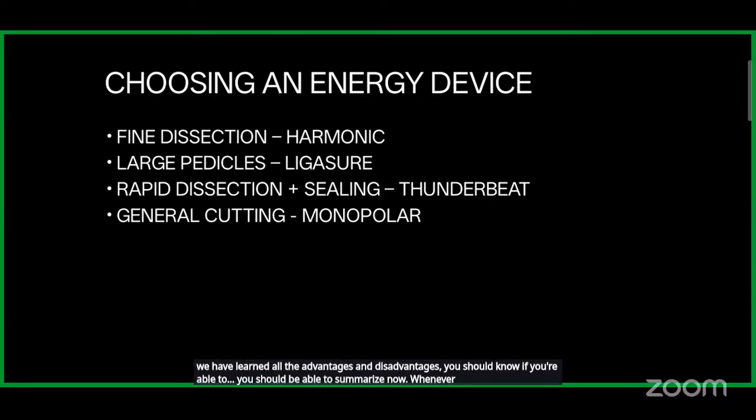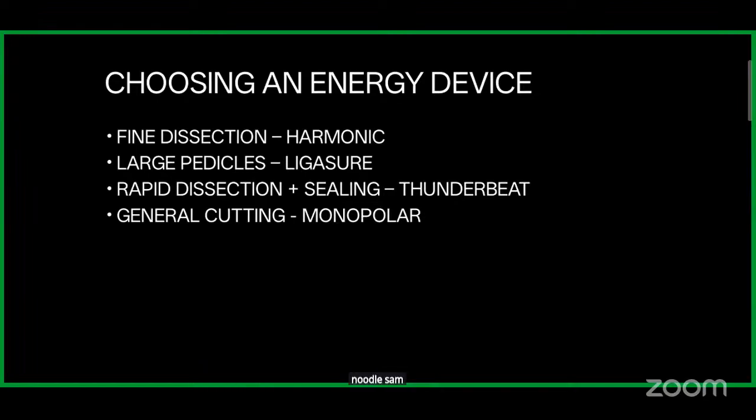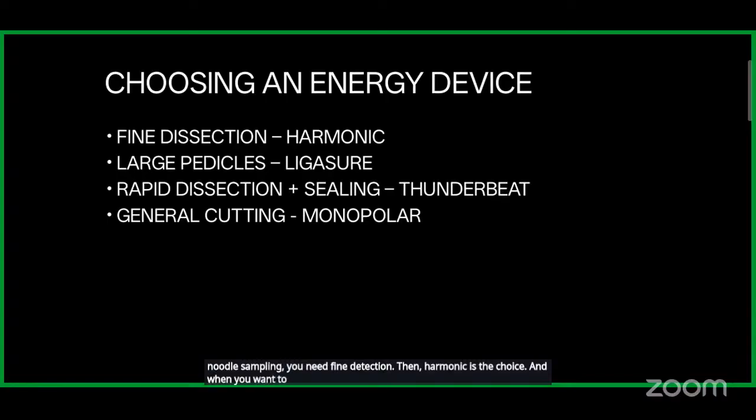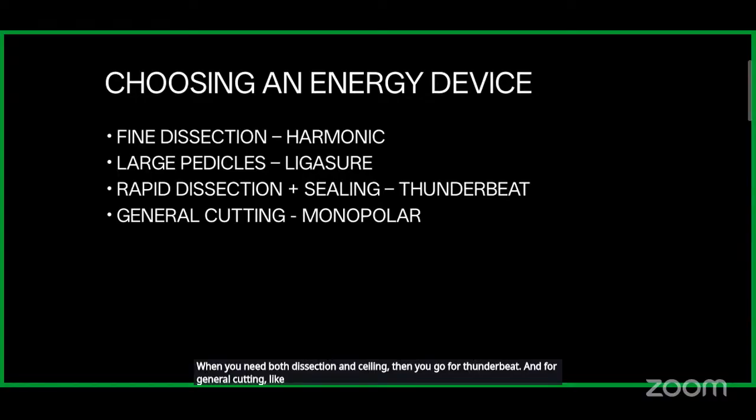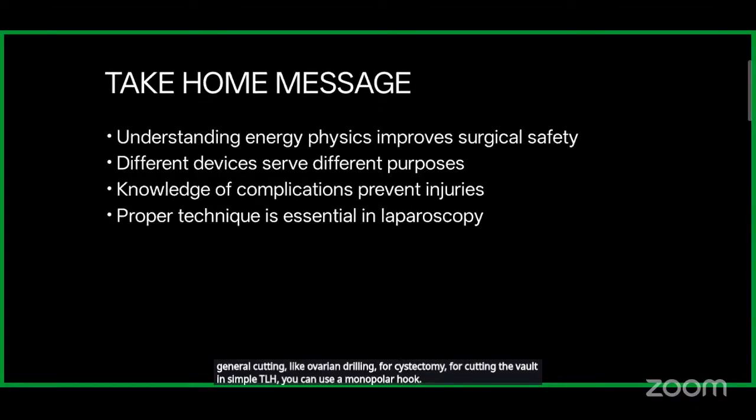Whenever the need is fine dissection, for example, laparoscopic staging, nodal sampling, then harmonic is the choice. And when you want to coagulate and cut large pedicles, like in a TLH, then you have to go for ligashire. When you need both dissection and sealing, then you go for Thunderbeat. And for general cutting, like ovarian drilling, for cystectomy, for cutting the vault in simple TLH, you can use a monopolar hook.